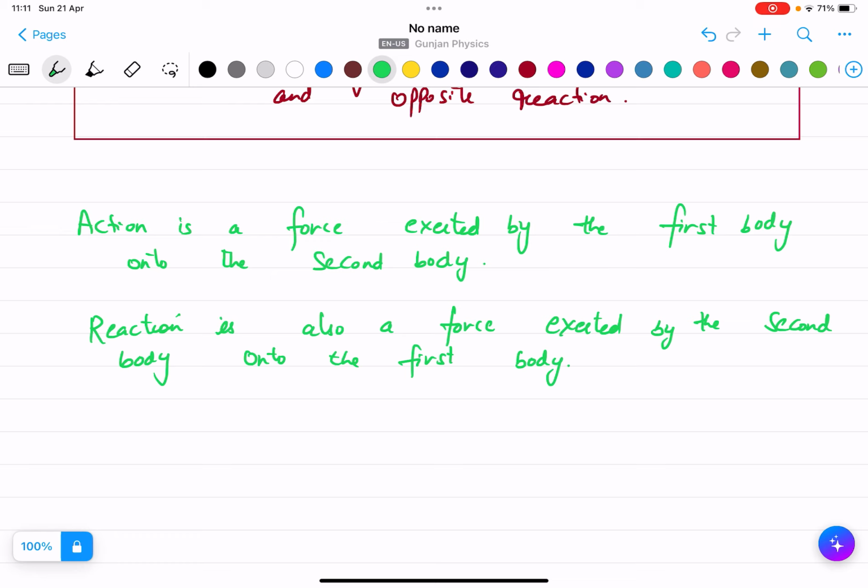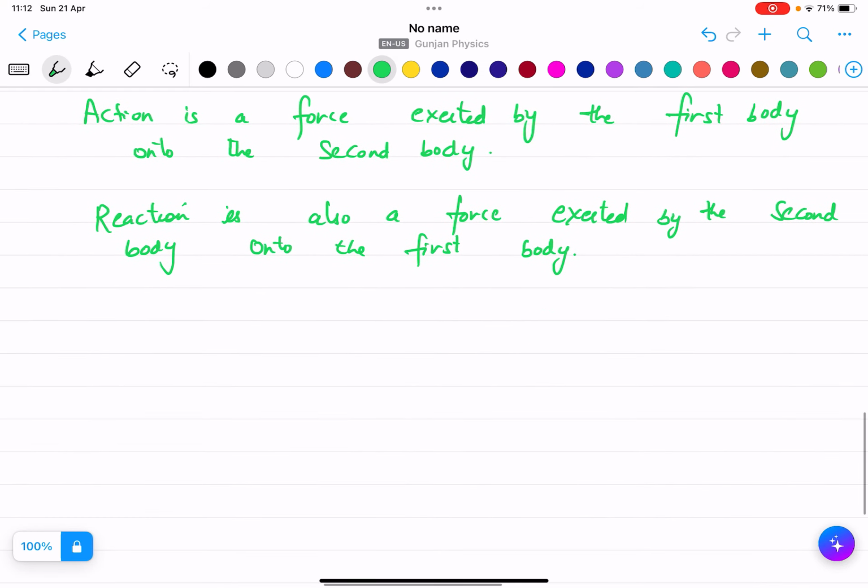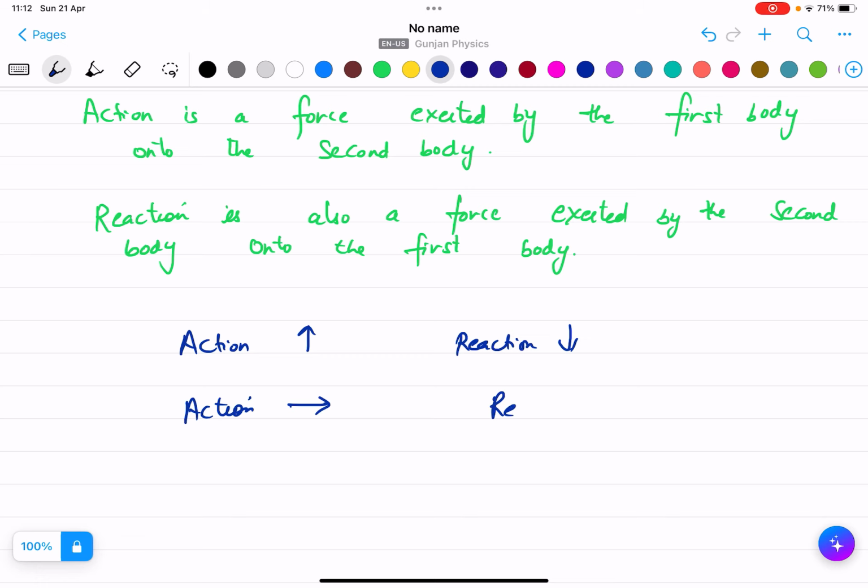When we are walking, what will happen? We are the first body and the ground is the second body. We are pushing our feet against the ground, and the ground is giving the reaction on our feet. That's why we are moving forward. So if the action is upwards, then the reaction will be opposite, downwards. If the action is like this, then the reaction will be in the opposite direction.